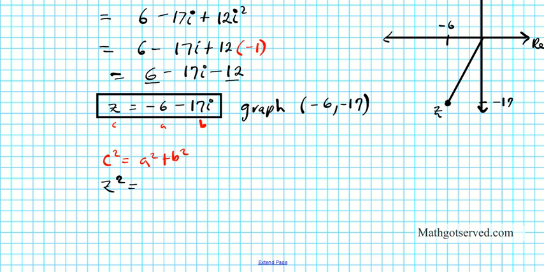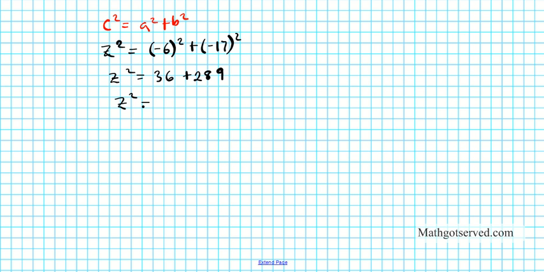So Z squared, which is the same as c squared, equals negative 6 squared plus negative 17 squared. Simplify that, we have Z squared equals 36 plus 289. And then Z squared, we'll combine both of them. That gives us 325. To find the norm of Z, or the distance from the origin, you just take the square root of both sides. Okay, so root this and root that. And then we're going to have the absolute value of Z equals the square root of 325.